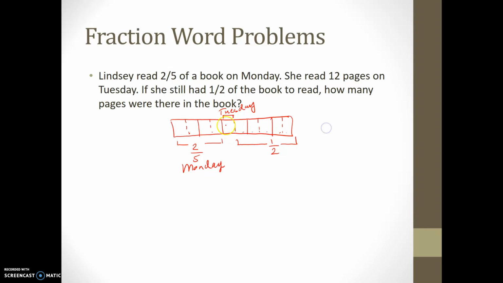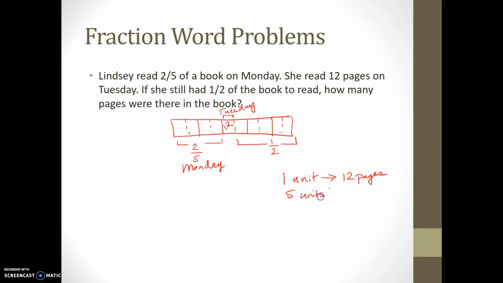Well, we know that on that day she read 12 pages. So we now know our unit, don't we? 1 unit is going to equal 12 pages. So if we want to know how many were left, we're going to solve for this number of units over here, 1, 2, 3, 4, 5. So we know that 1 unit is 12 pages. We want to solve for 5 units.